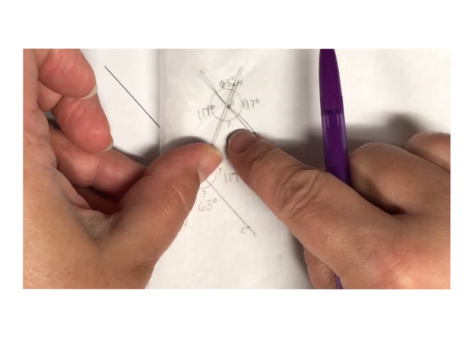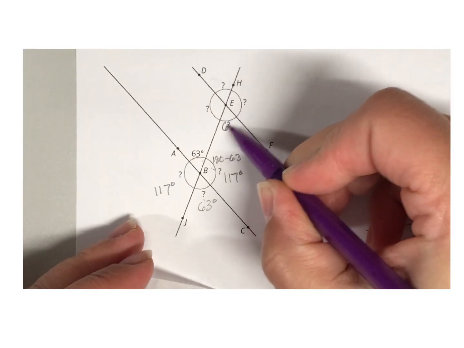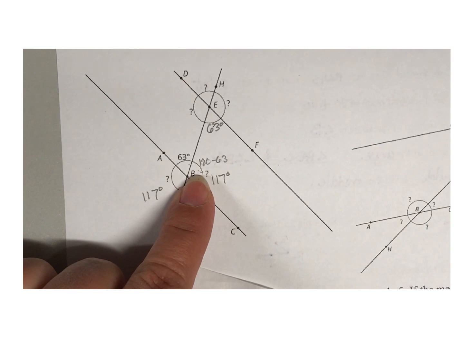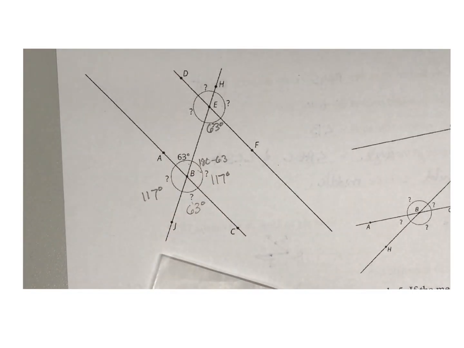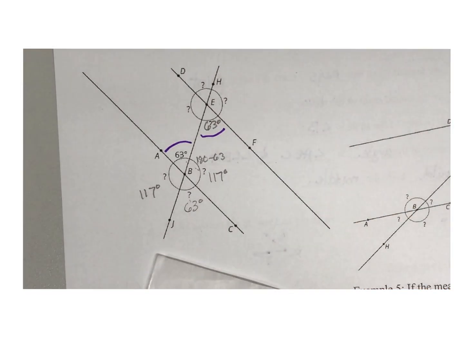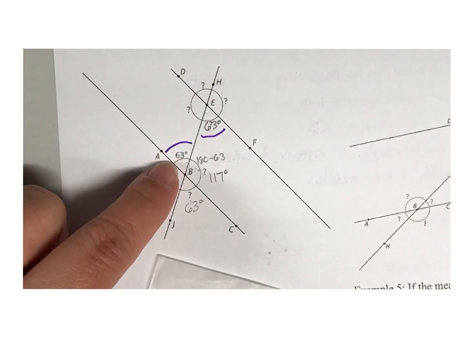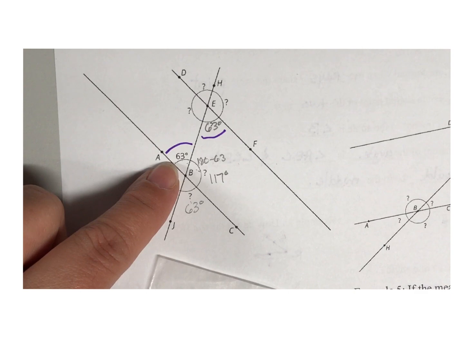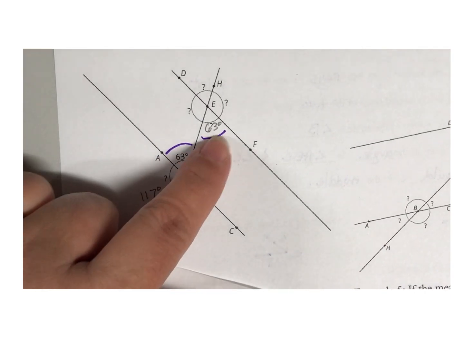Notice how this one up here is also 63 degrees. These two angles are what are called alternate interior angles. They are alternate, meaning either side of the transversal. Interior, meaning that they're inside the parallel lines. Notice how these two, they're kind of opposite of each other.